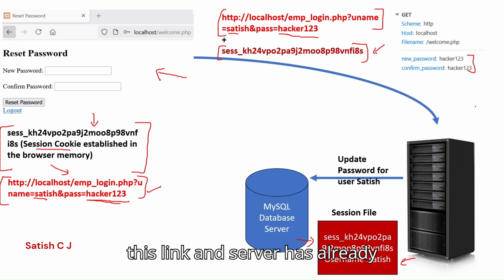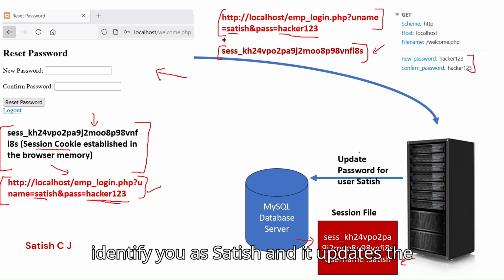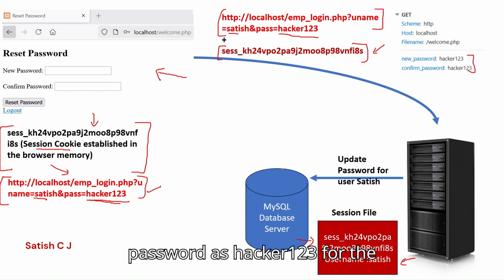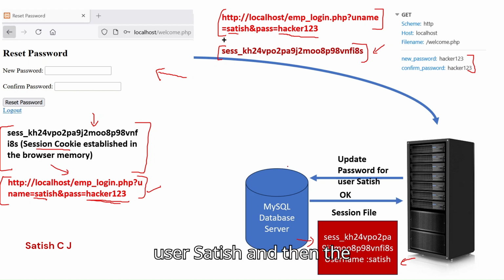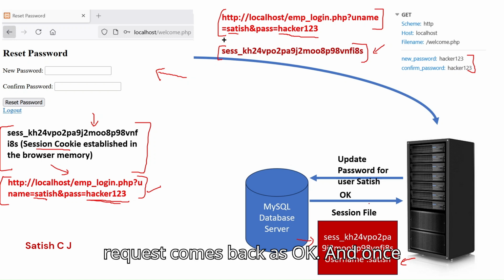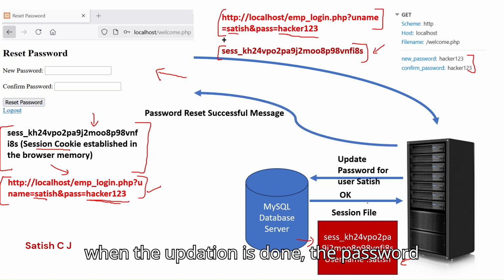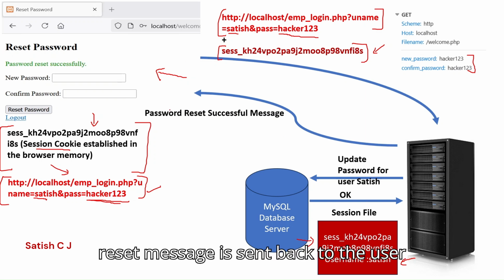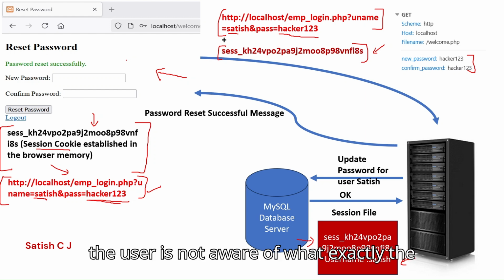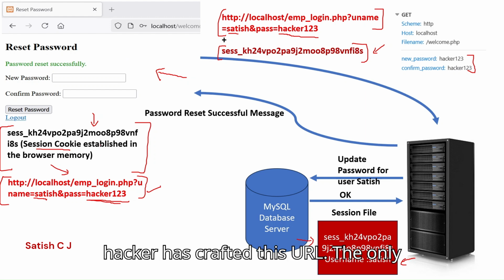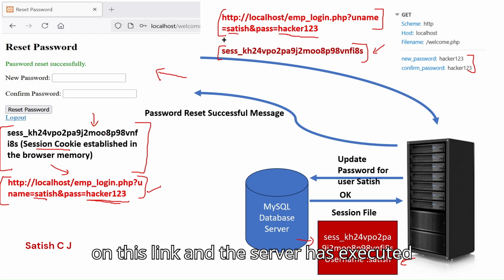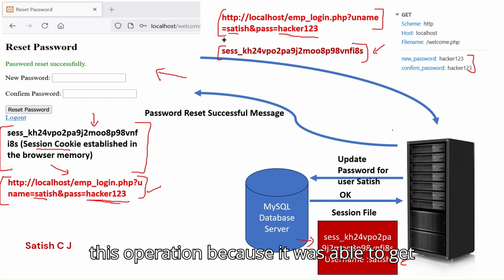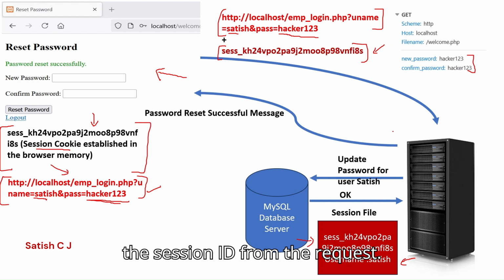Since you have clicked on this link and the server has already established a session, it's able to identify you as Satish and it updates the password as hacker123 for the user Satish, and then the request comes back as OK. Once the update is done, the password reset message is sent back to the user, and the password has been reset. The user is not aware of what exactly the password has been reset to because the hacker has crafted this URL. The only thing the user has done is click on this link, and the server has executed this operation because it was able to get the session ID from the request.